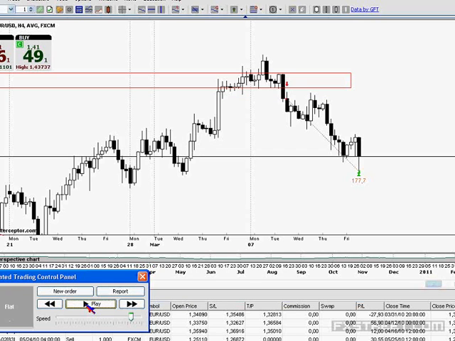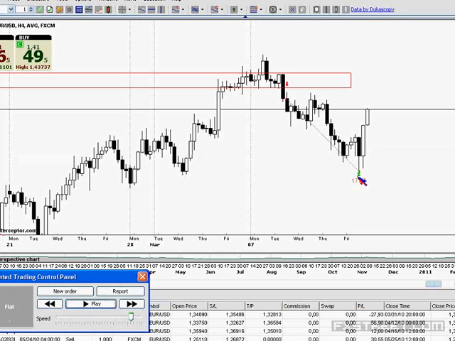Okay, now we see that our target was hit, and we were right in identifying this bottom here as a demand level because of these three candlesticks going up very fast. Also this small bullish engulfing here, and we see that we were right in that positioning.